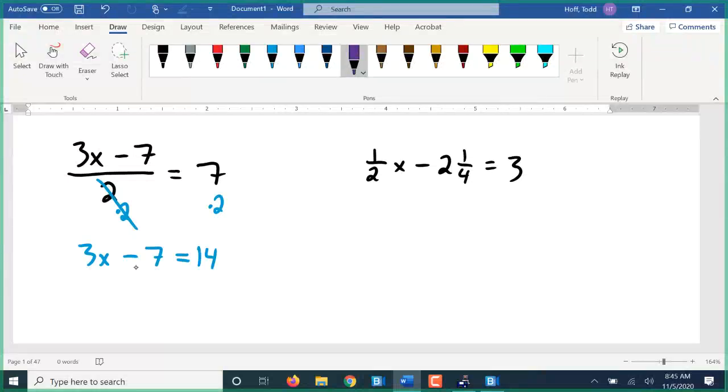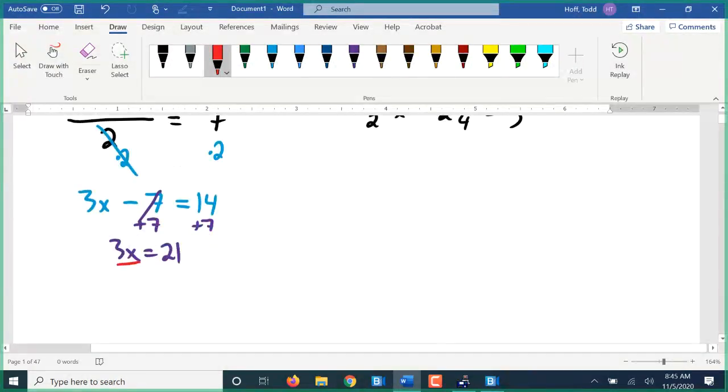Then we're going to add 7. Get 3x equals 21. And then we'll divide by 3. X equals 7.